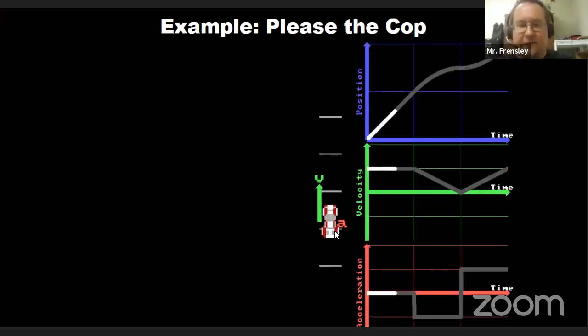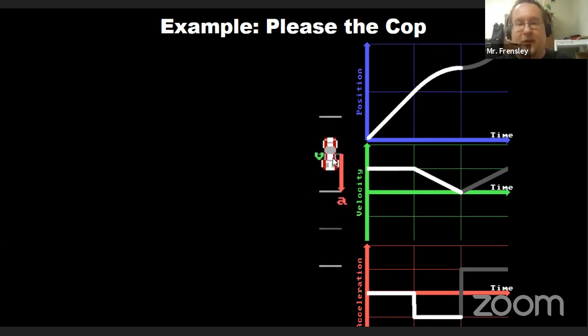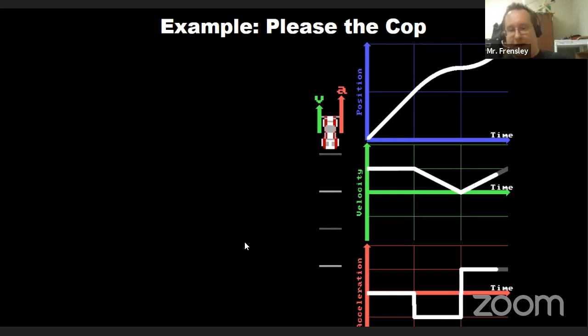Here's again what it's going to look like. He's going to move forward with a constant speed. Oh no, there's a police officer. Let me just come to a quick stop. Okay, good. Now I'm just going to keep going. Good for me. All right.